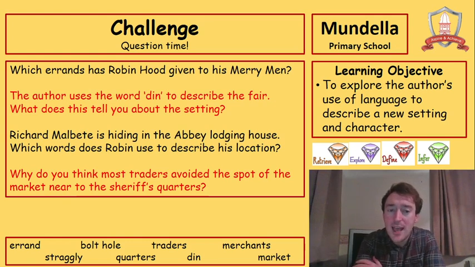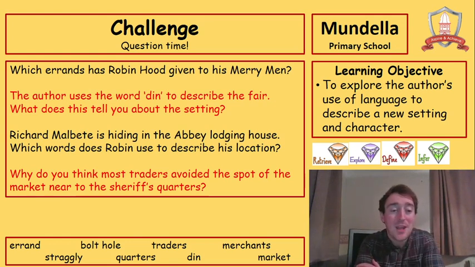Question 1. Which errands has Robin Hood given to his merry men? So I know that he asked Tull to do something and he asked other people to do things. What were they? Who did he ask and what did he ask them? Second question. The author uses the word din to describe the fair. What does this tell you about the setting?